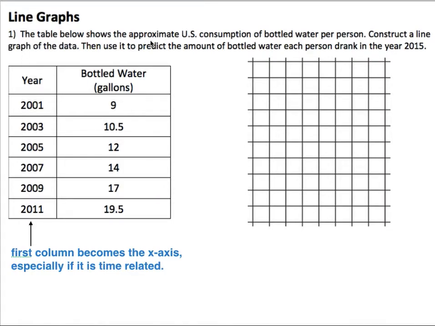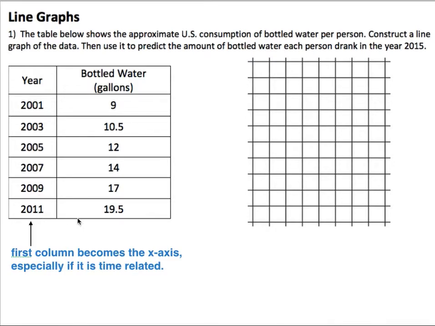The table below shows the approximate U.S. consumption of bottled water per person. Construct a line graph of the data. Then use it to predict the amount of bottled water each person drank in the year 2015. So years is our first column, so that will be our x-axis column along the base. So it's going from year 2001 to 2011.